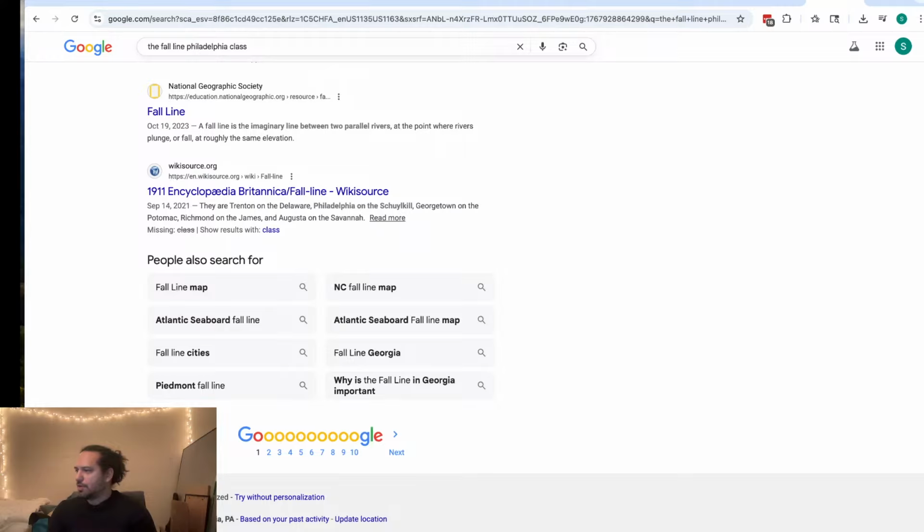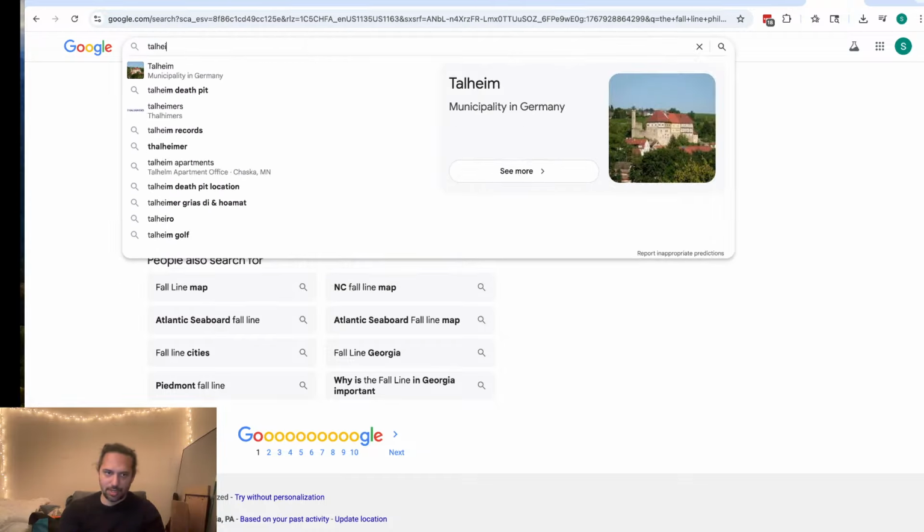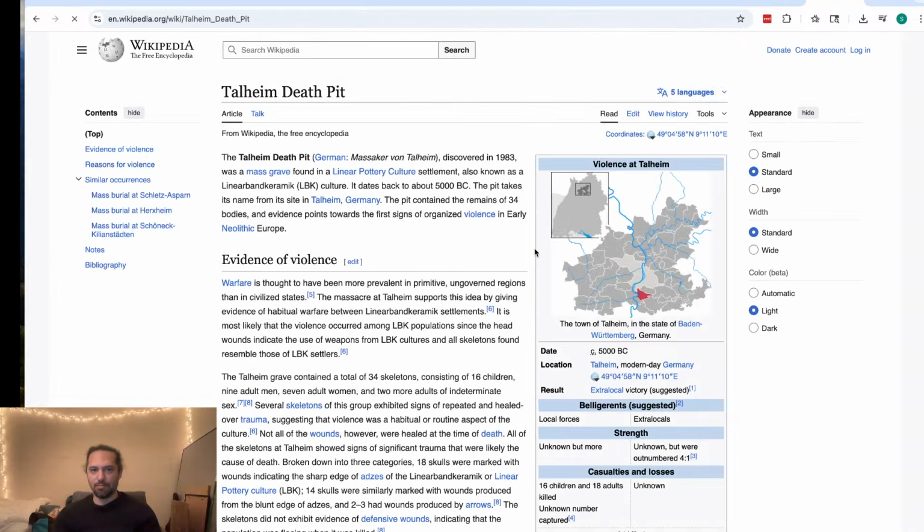The mass grave near Schletz, part of Aspern an der Saya, was located about 33 kilometers, roughly 20 miles to the north of Vienna, Austria, and dates back 7,500 years. Wow, Schletz, just like the Talheim. That's the one I've heard, the Talheim Death Pit. You want to see something grim? Oh my gosh, the Talheim Death Pit. Holy moly, it's pretty grim.